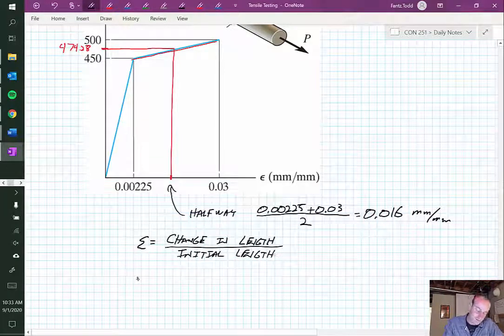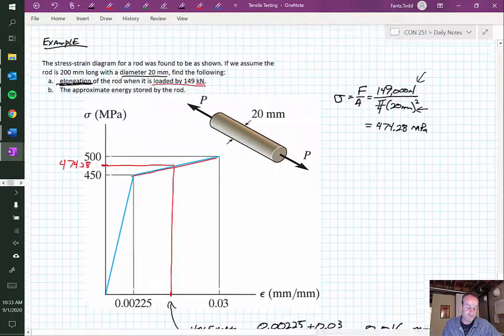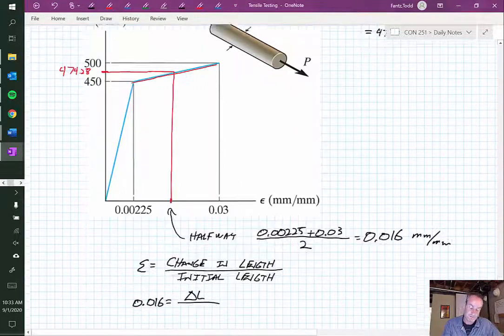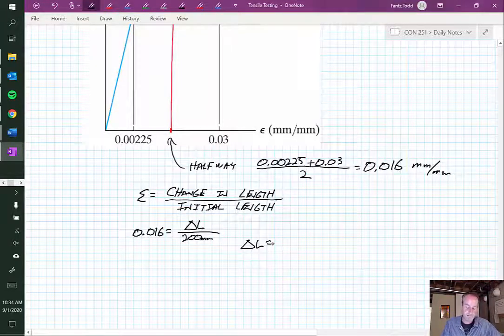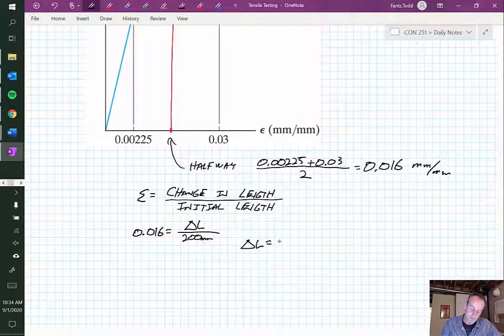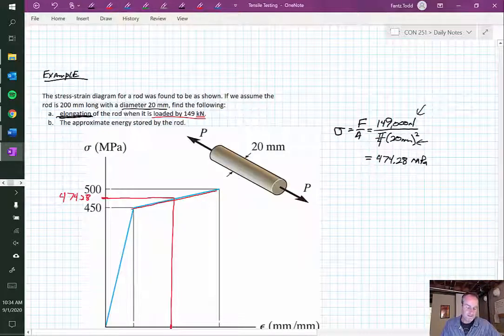So in this case, we have strain, 0.016, and change in length is what we're looking for. I'm just going to put that delta L, make it a little easier. And then what's our initial length? Well, that was given as 200 millimeters. So that means our change in length would be equal to 200 millimeters times 0.016, which is what? 3.2 millimeters.